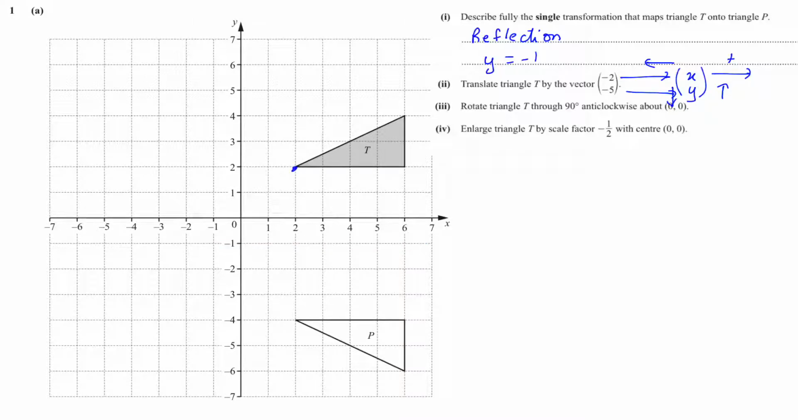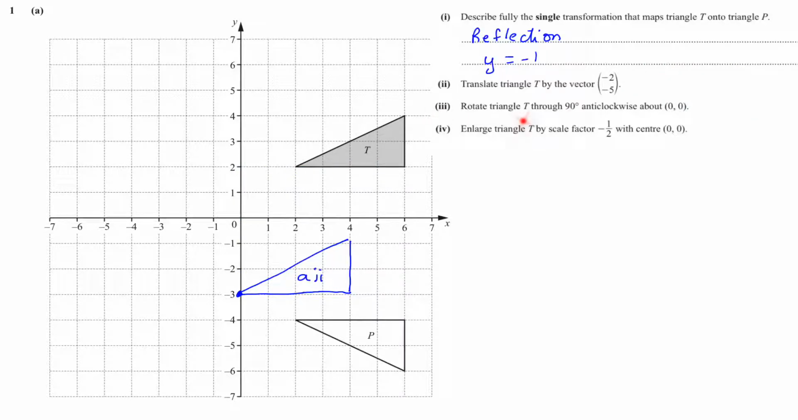I'm choosing this point. Move 2 points to the left and 5 down. 1, 2, 3, 4, 5. So this point is represented by this point here. There are 4 squares here. So just draw the triangle now. Go up by 2. Join the 2 points. So this is your A2.